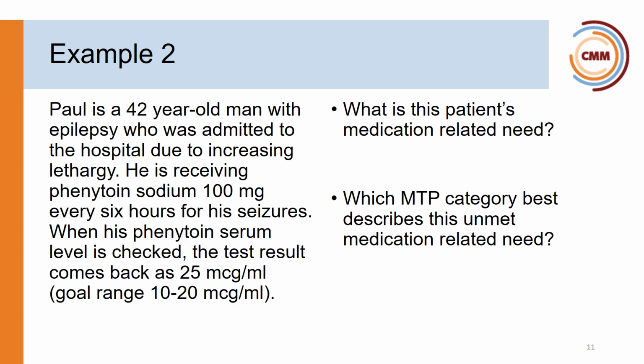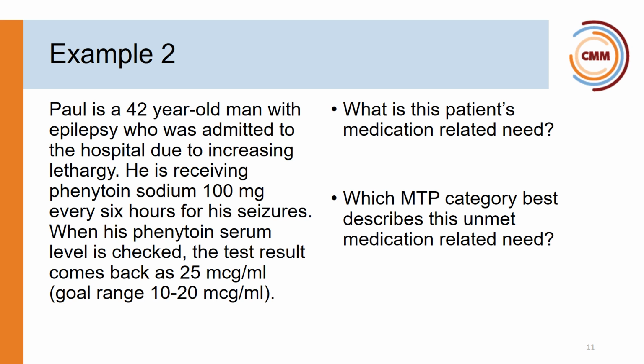Here is another example. Paul is a 42-year-old man with epilepsy who is admitted to the hospital due to increasing lethargy. He is receiving phenytoin sodium 100 milligrams every 6 hours for his seizures. When his phenytoin serum level is checked, the test result comes back as 25 micrograms per milliliter. The goal range is 10 to 20. So first we think about indication. He has epilepsy, so phenytoin could be appropriate. Next, effectiveness. As far as we know, he isn't having seizures, so the phenytoin appears effective.